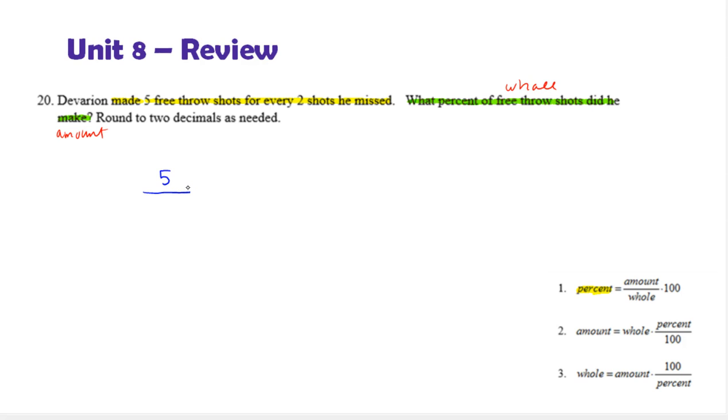But the number of free throw shots is not the other number 2. So we need the whole, the total number of shots, as our denominator. And this would be 5 plus 2 equals 7. So he made 5 out of 7 free throw shots. Now we're going to multiply that by 100% to find the percent.